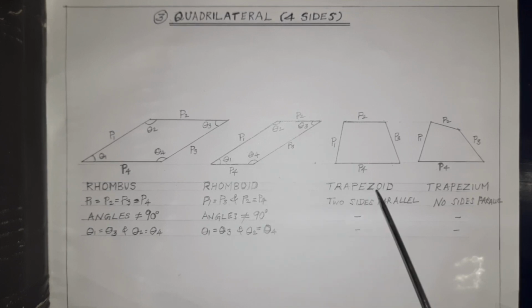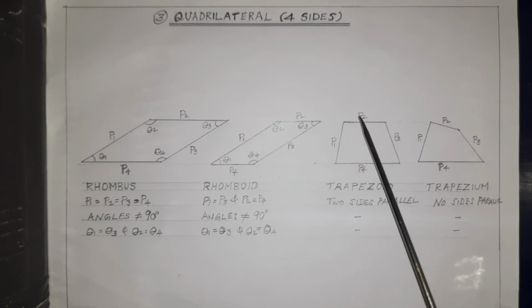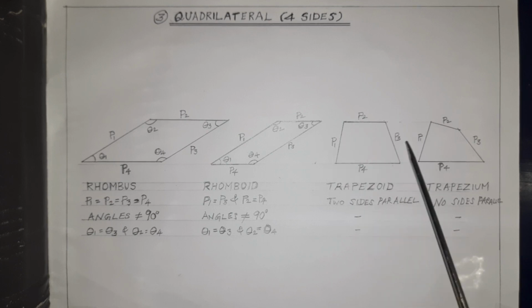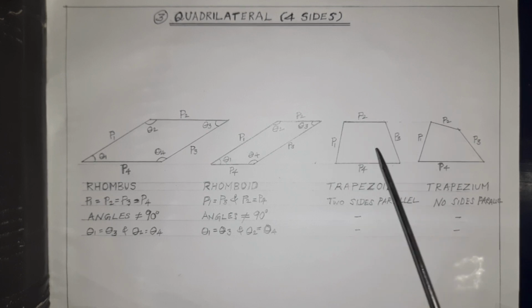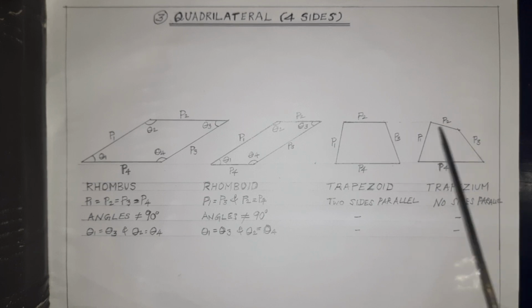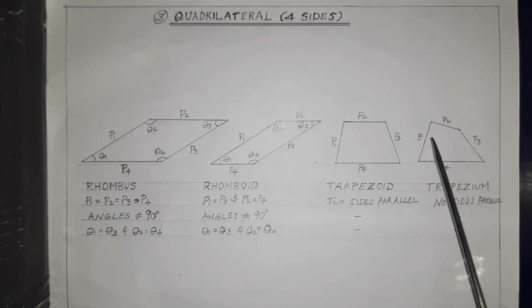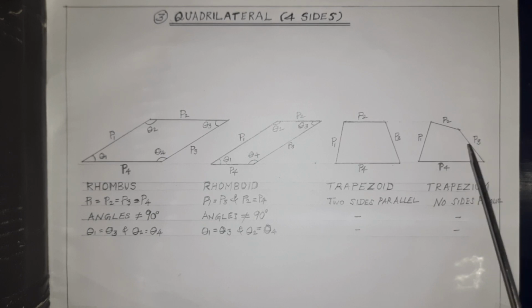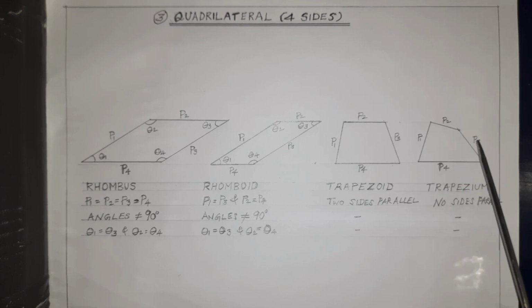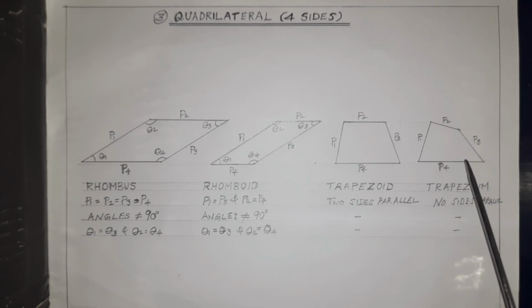Next one is trapezoid. In this case, two sides are parallel. That is P2 equal to P4 or any other two sides. Any one set of two sides are parallel. In that case, it is called trapezoid. In this case, no sides are parallel. All sides are having different directions, making different angles. So this is called trapezium. P1, P2, P3, P4. Here also there are 4 sides.